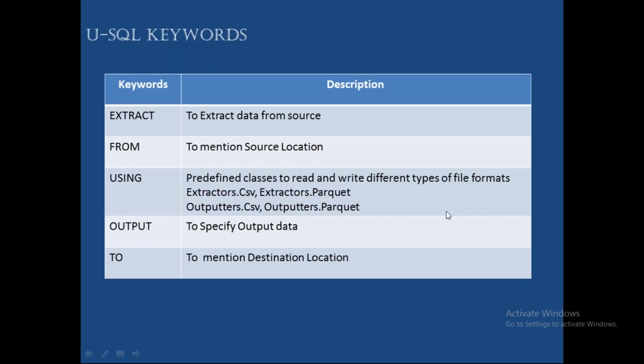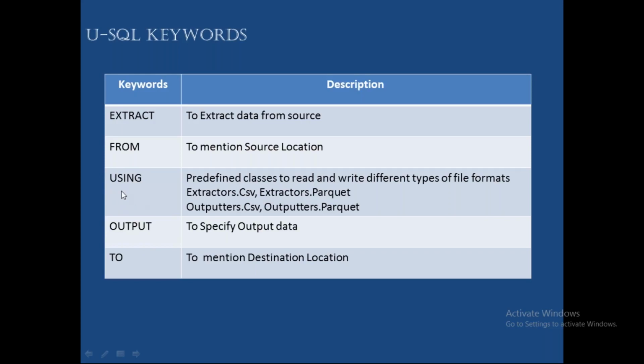Now I want to write the output. To store your output data, you use the keyword OUTPUT. To where you want to write this particular output data, you use TO. You know from and to addresses: from means where you are coming from, to means where you want to go. So from which place you are reading data, and where you need to write this data. EXTRACT is from which source you extract, and OUTPUT is where to write.